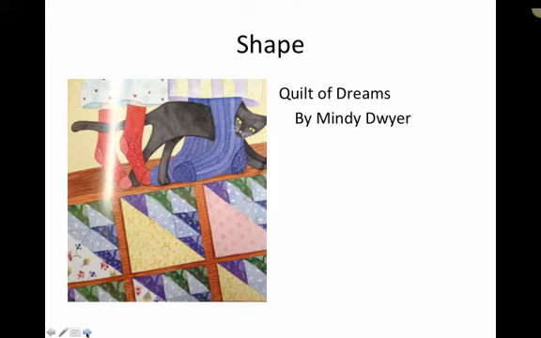Shape is an element, and Mindy Dwyer used shape throughout her book Quilt of Dreams. A quilt is a great representation of shape, but you can also see in her cat and her socks that shape really jumps out at you. And then I think color also jumps out.